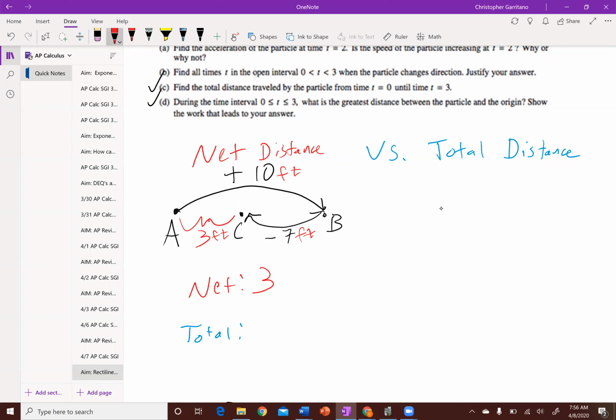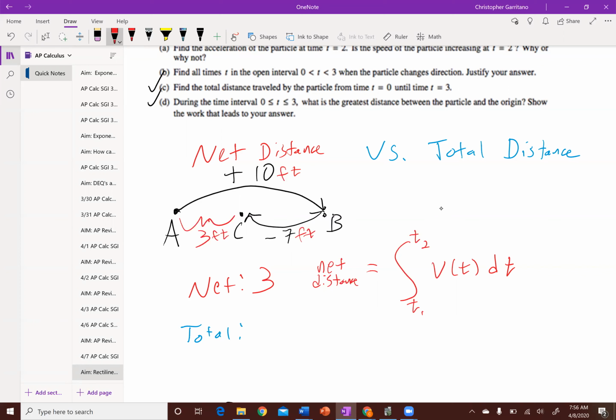Okay. So how do we express that using calculus? The net distance using calculus is going to be the integral from whatever your starting point is to whatever your ending point was of the velocity with respect to time.